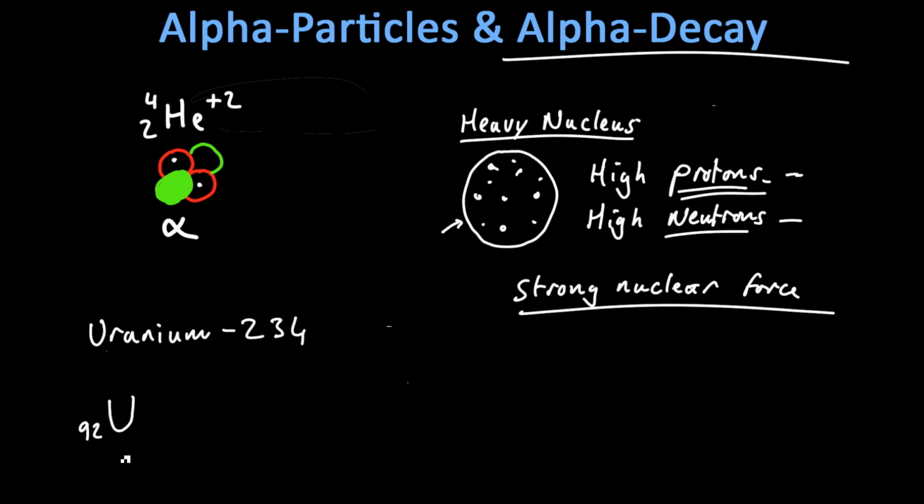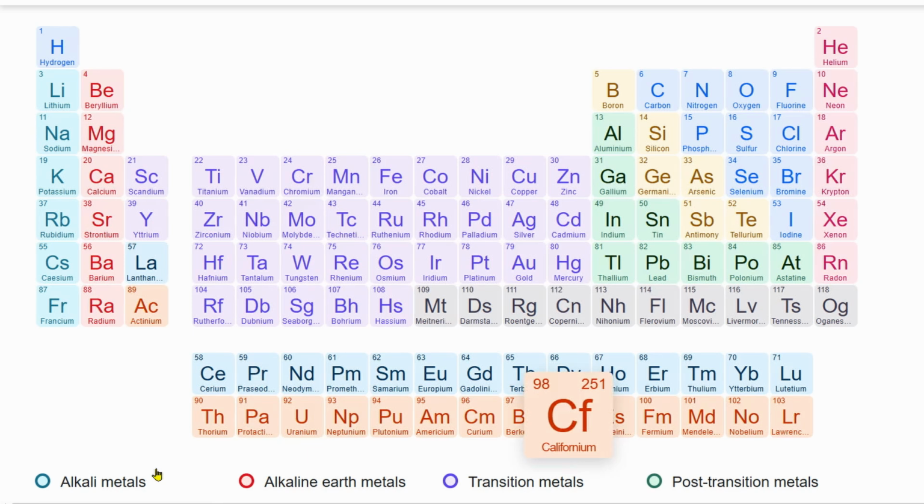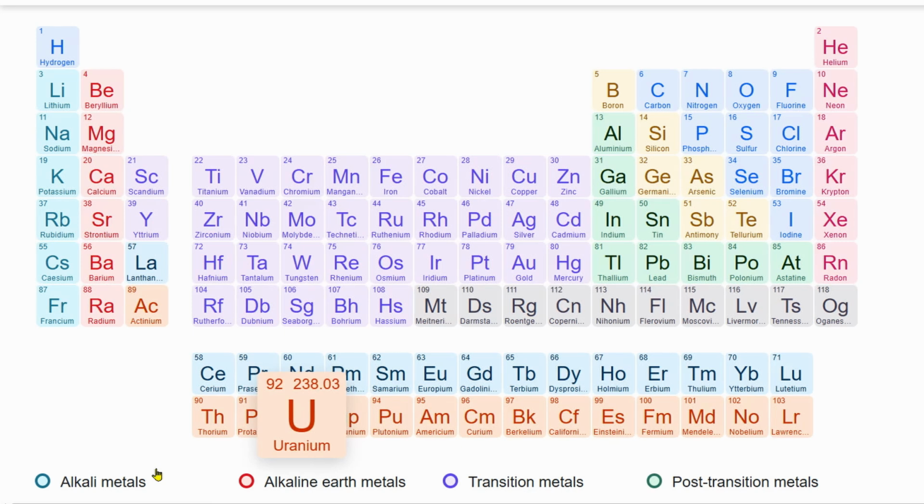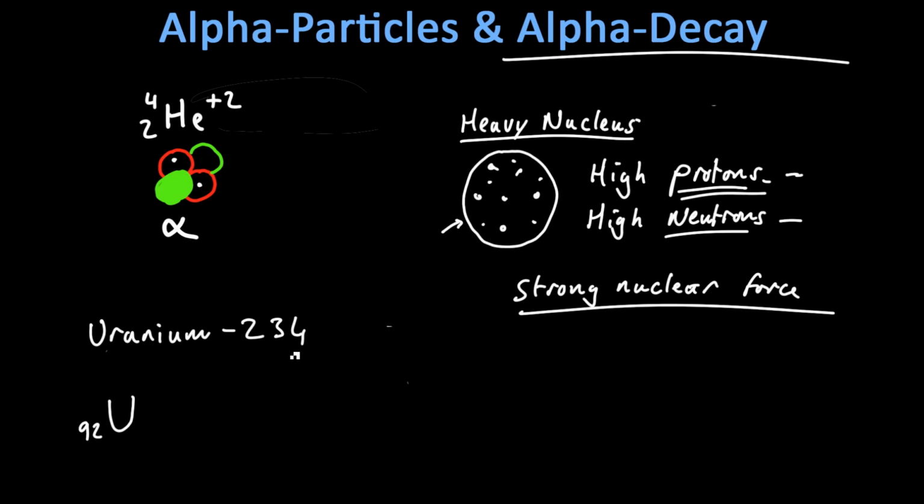And if I go back to the periodic table, we can see uranium here has a value of 92 on the left-hand side. That is the proton number, the number of protons in the nucleus. So our uranium has a total mass of 234. Now this undergoes alpha decay, producing some element X, and we'll find out what this element is in a minute.